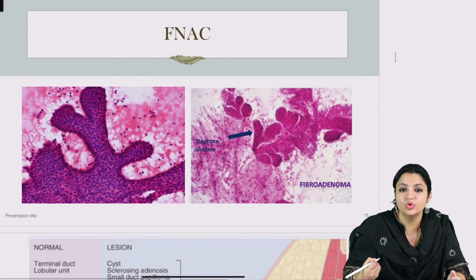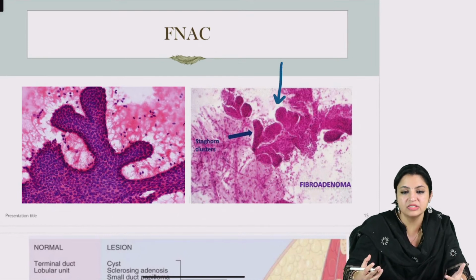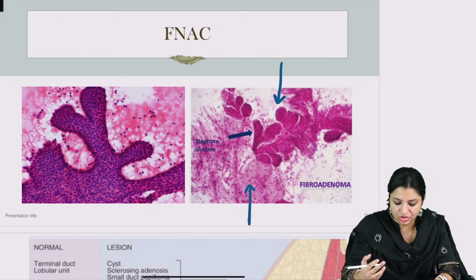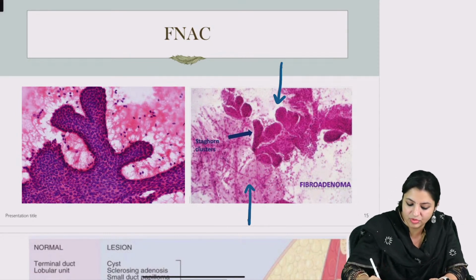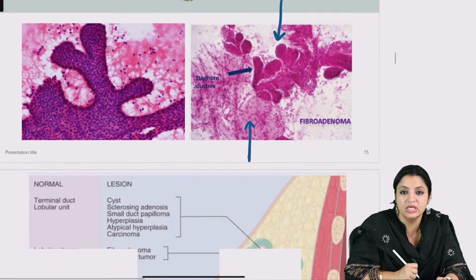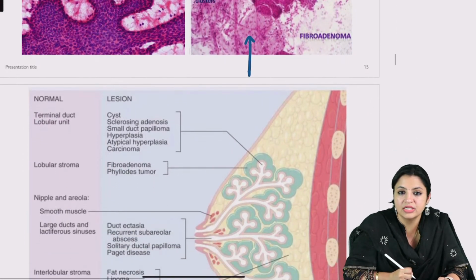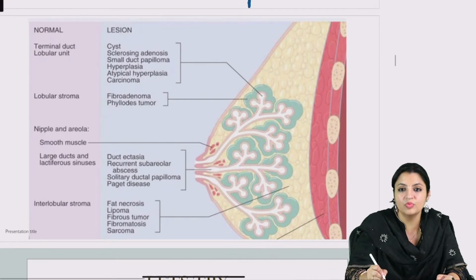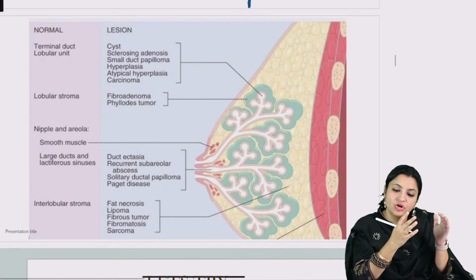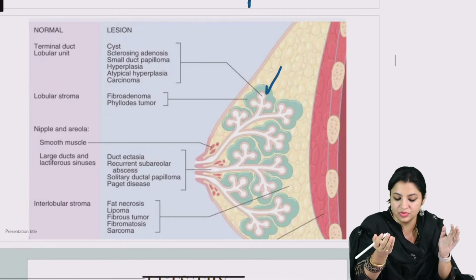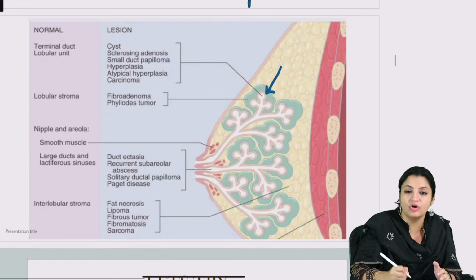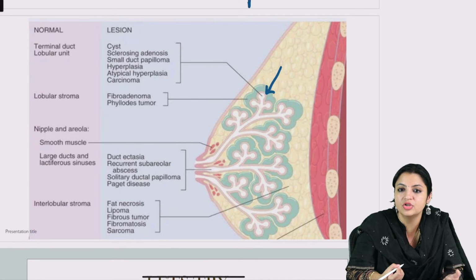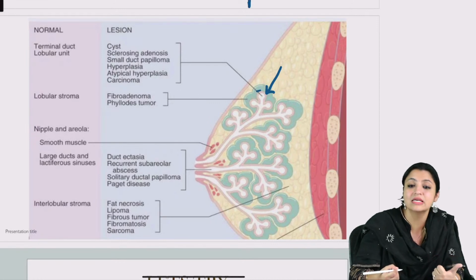Whenever you have FNAC of the breast, the first thing that should come to your mind is the cell of origin of fibroadenoma. Everybody should remember this diagram, and you should remember that fibroadenoma actually arises from the lobular stroma. Because it starts proliferating here, this stroma starts proliferating along with the epithelial cells also. That is why fibroadenoma of the breast is also called a fibroepithelial tumor or a biphasic tumor. So here you will see proliferation of both epithelial cells and the stroma cells.